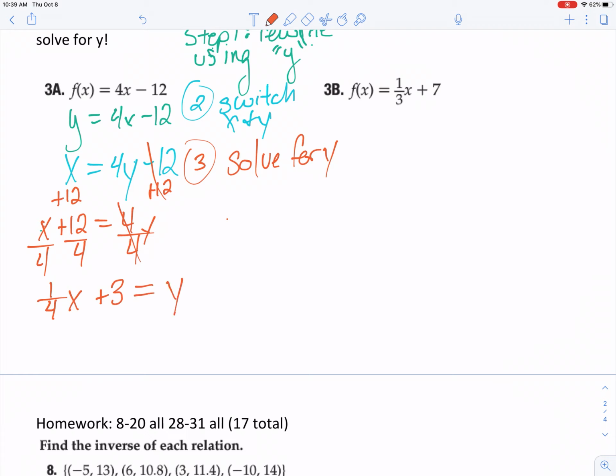How do I know it's 1/4 x? Well, don't forget, if there's not a coefficient written with a variable, then you can just assume that it is 1, like that. So that's how I got this 1/4 here. Okay?